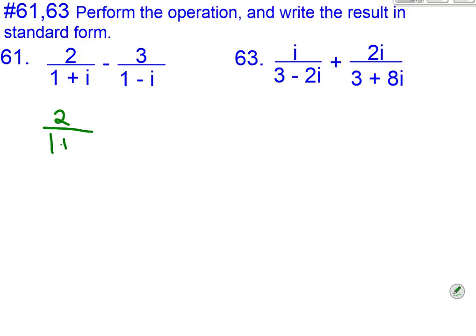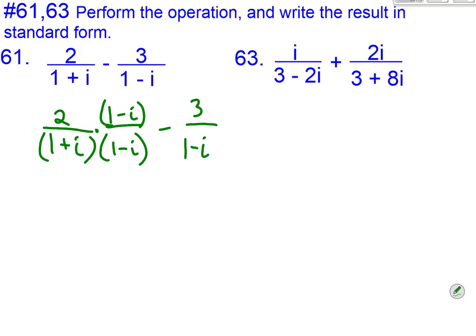2 over 1 plus i, and I'm going to multiply that one by 1 minus i over 1 minus i. So that'll give me a common denominator there. Minus 3 over 1 minus i, and I'm going to multiply that times 1 plus i over 1 plus i, so that I don't change the value.